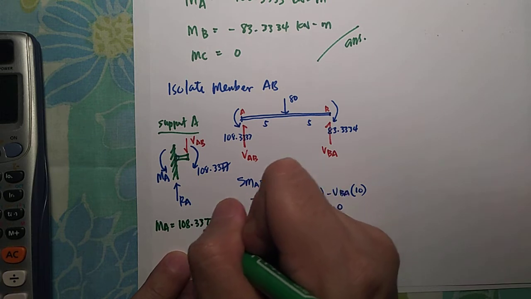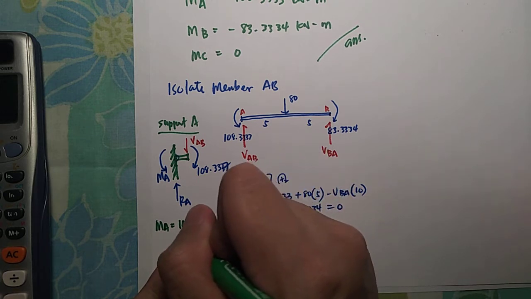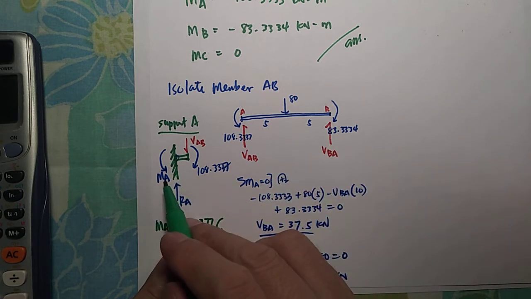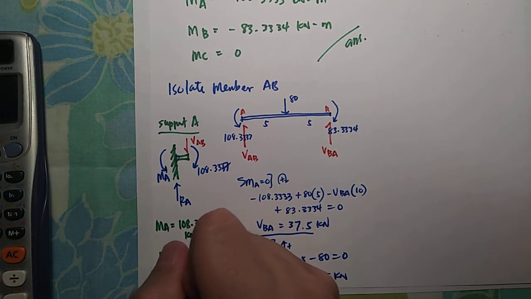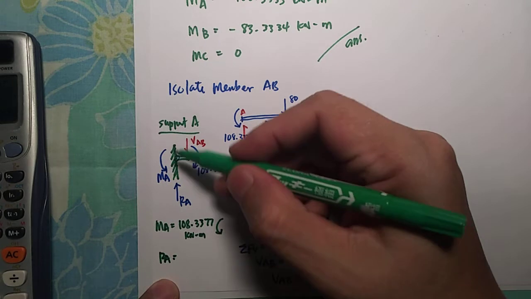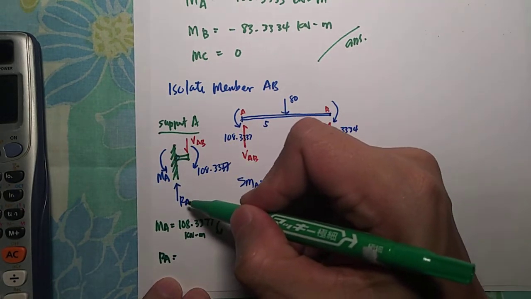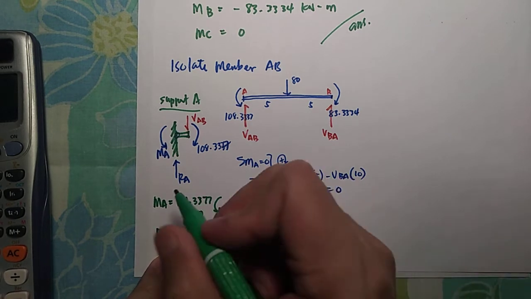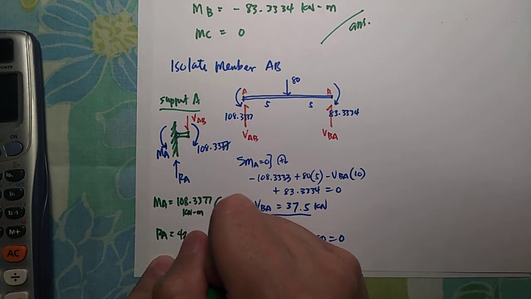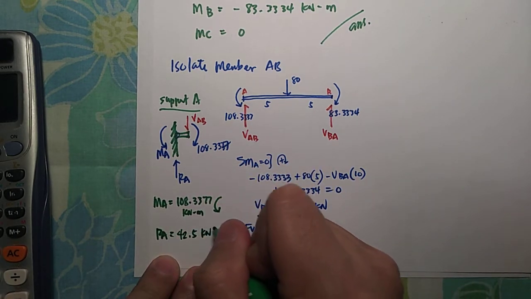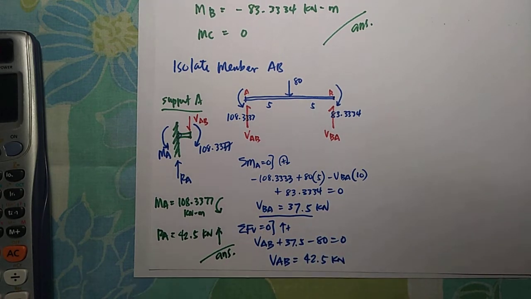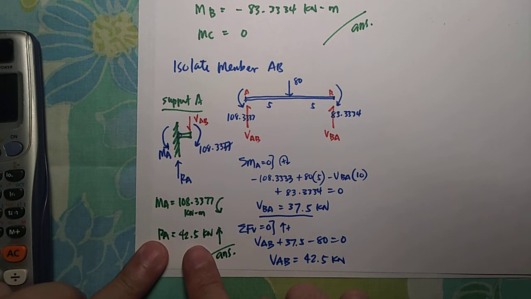108.3377. That is kilonewton meter counterclockwise. And yung reaction ko sa A, summation of forces vertical, RA would be equal to the VAB. And VAB ko is 42.5. So, yun yung reaction. And that is pataas. So, yan yung reactions natin sa A.